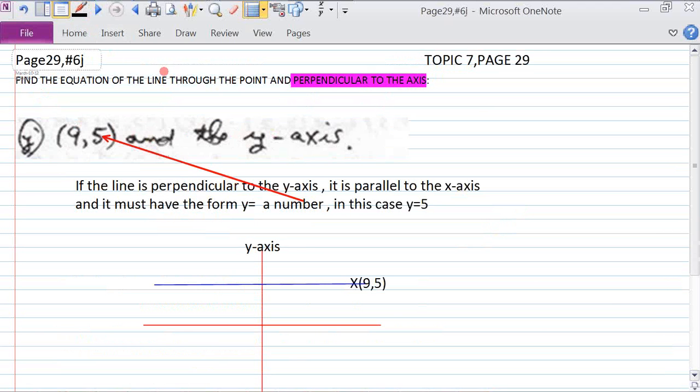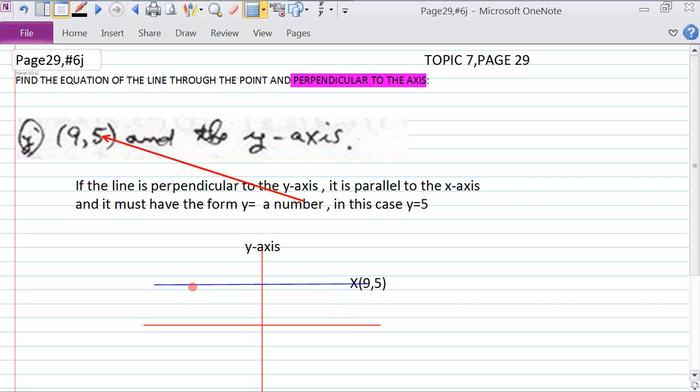So this is similar to a problem that we've just done. Here we're asked to find the equation of the line through the point and perpendicular to the axis. Previously we were asked for parallel. So now we have to go through the point 9,5 and it has to be perpendicular to the y-axis. If it's perpendicular to the y-axis, it must cross the y-axis at a right angle, so there's a 90-degree cross here. And if it does that, it's parallel to the x-axis.